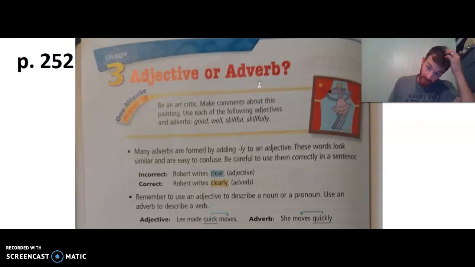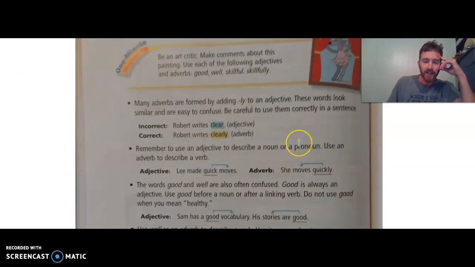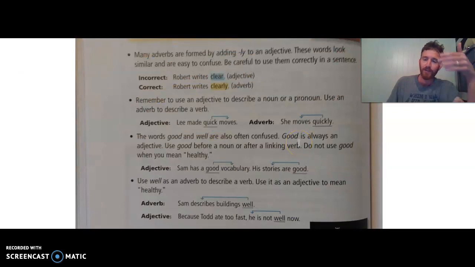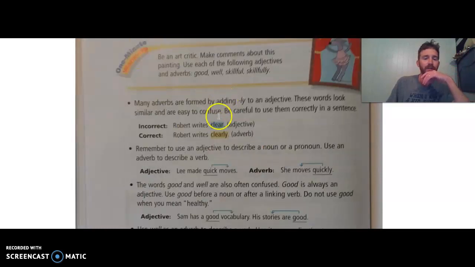So yesterday, hopefully you got a little feel for adverbs and how those work. And today we're going to look at the difference between adjectives and adverbs. Remember, adverbs describe verbs, adjectives describe nouns or pronouns. So it says many adverbs are formed by adding ly, which we talked about yesterday, to an adjective. So these words look similar and are easy to confuse.